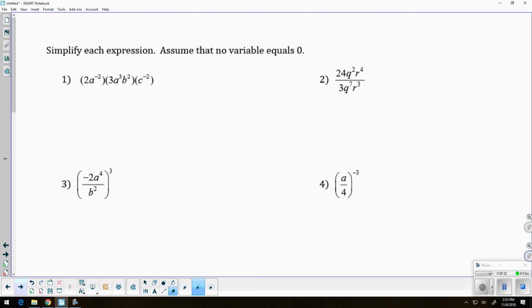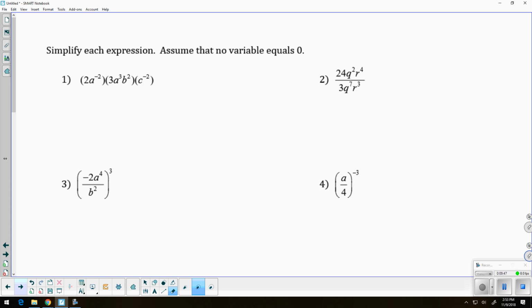So now, putting this all to good use, using and applying your laws of exponents, now you have to actually start simplifying. So the first one is all multiplication. You're multiplying 3 terms together: 2a to the negative 2, 3a cubed b squared, and then c to the negative 2nd power.